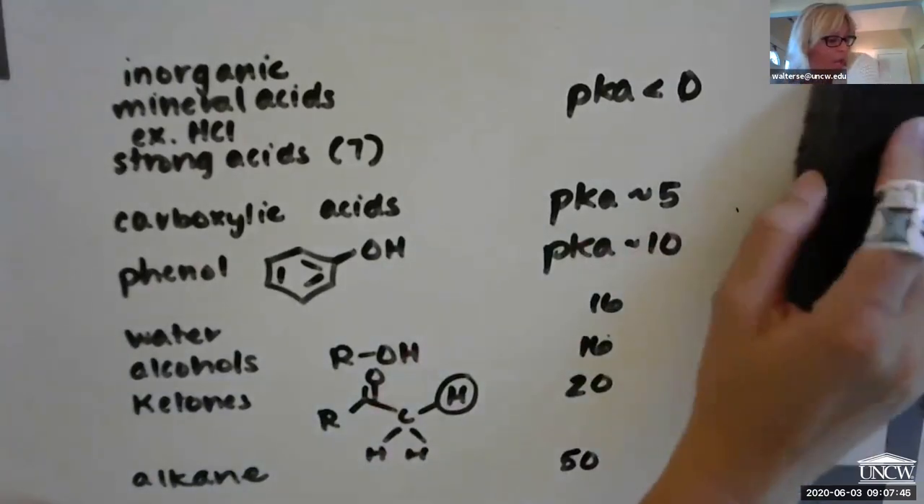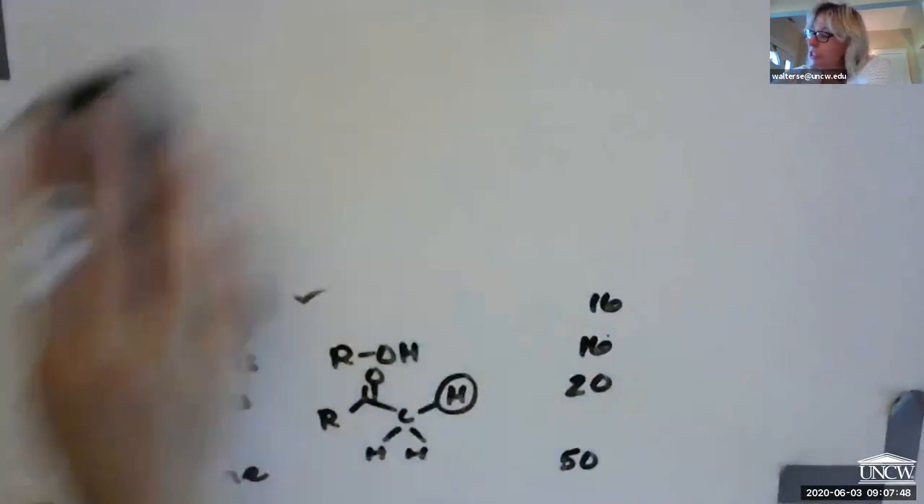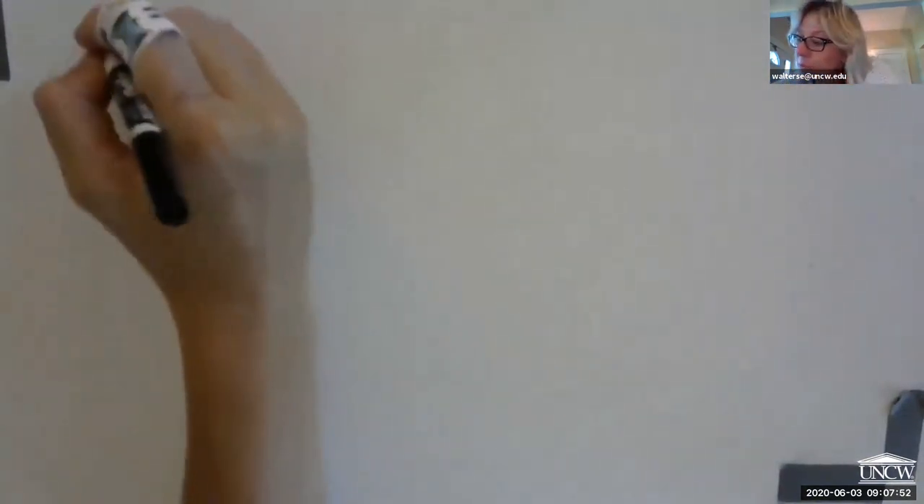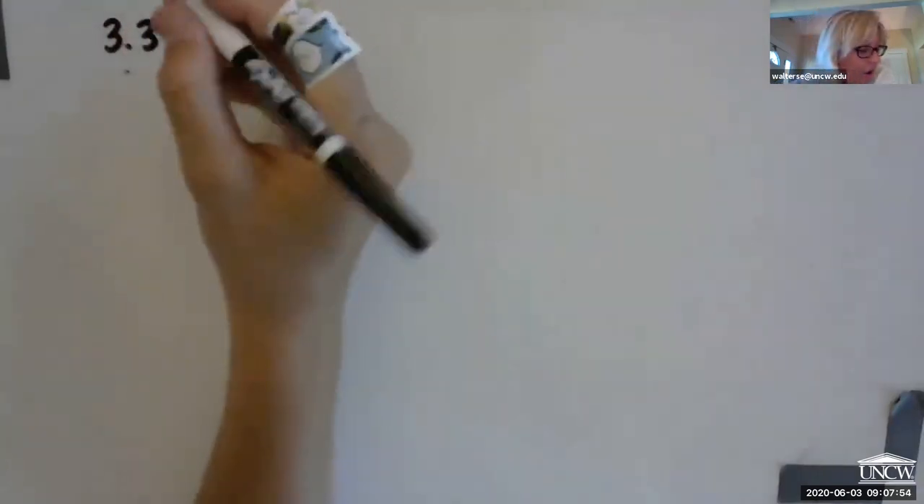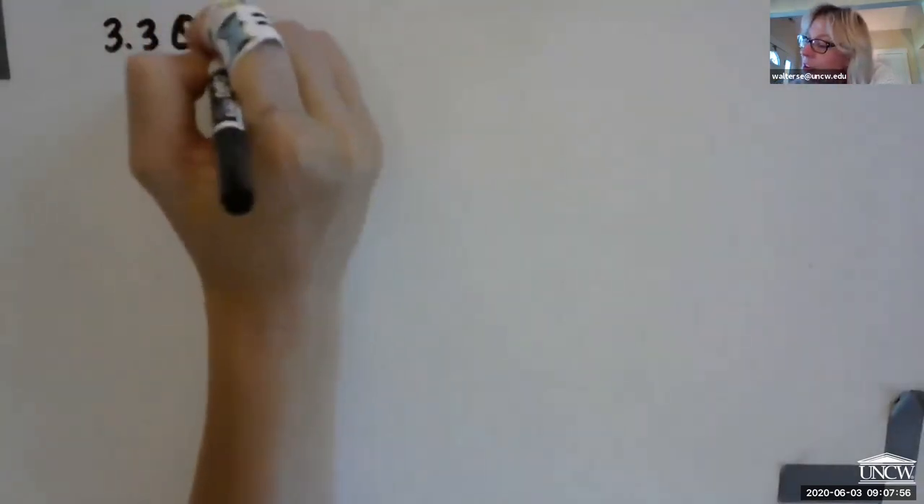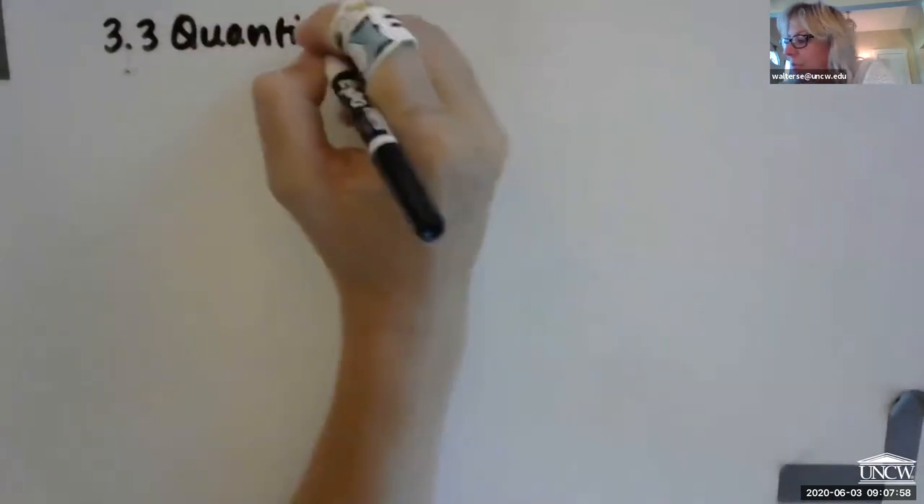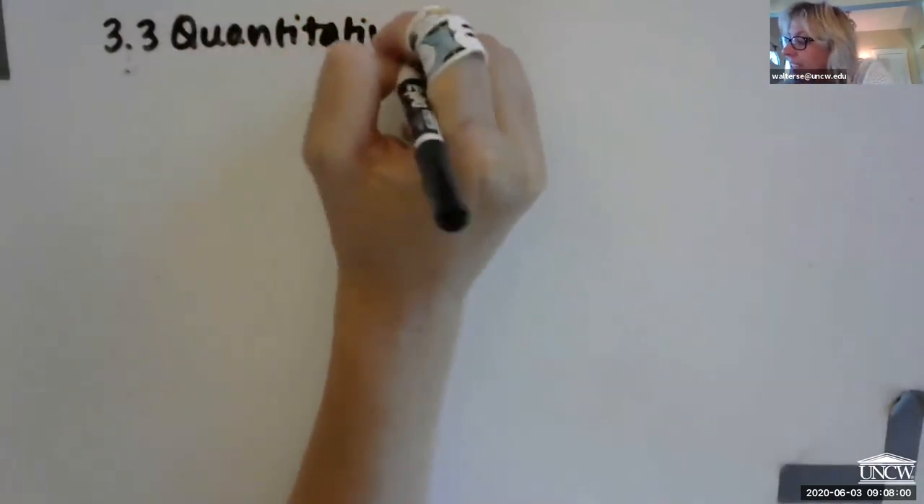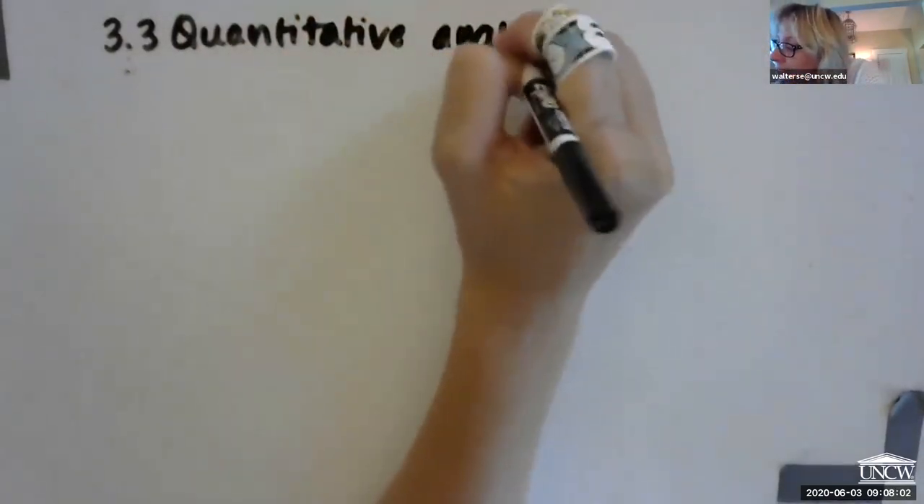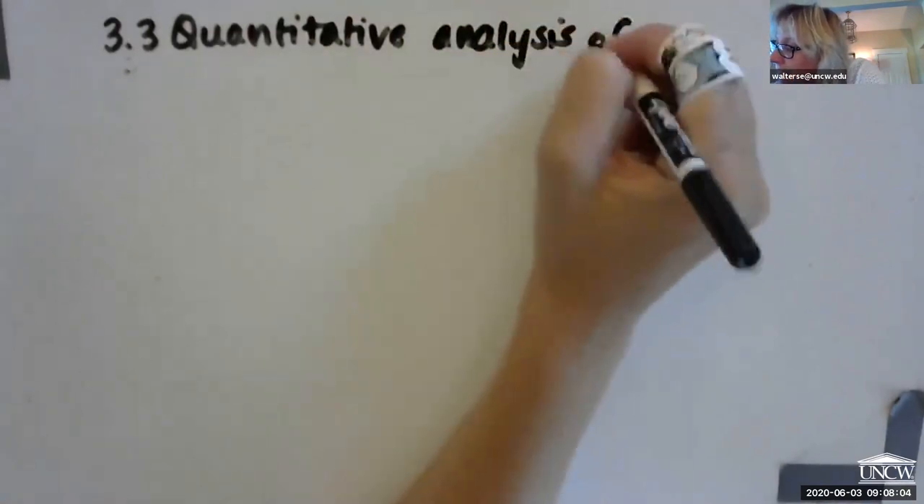Okay. So what we're going to do now is move into section 3.3, which is essentially a quantitative analysis of acid strength.